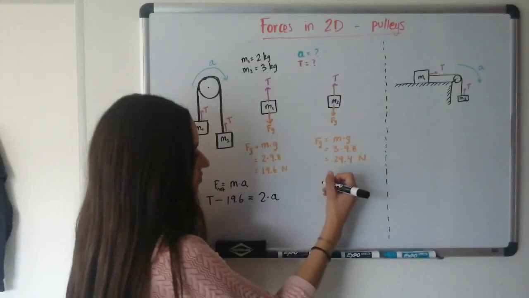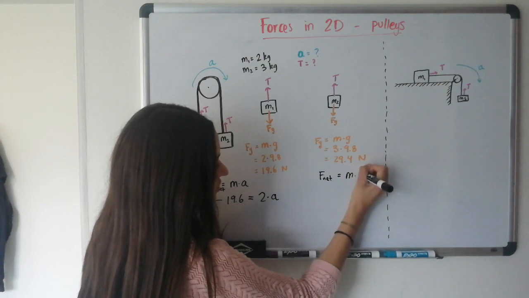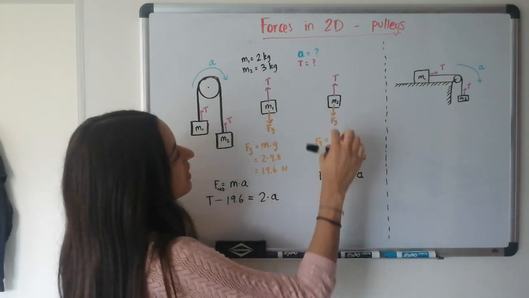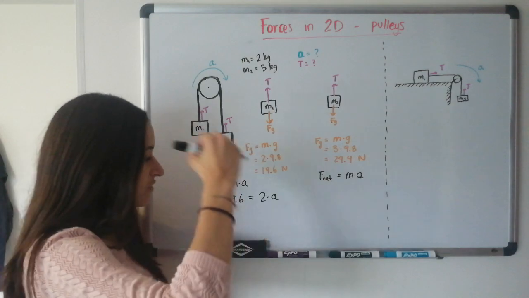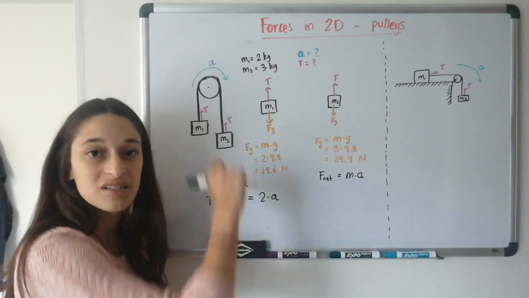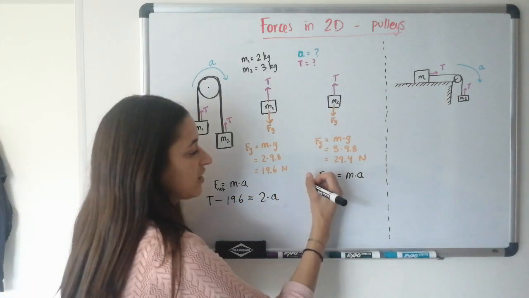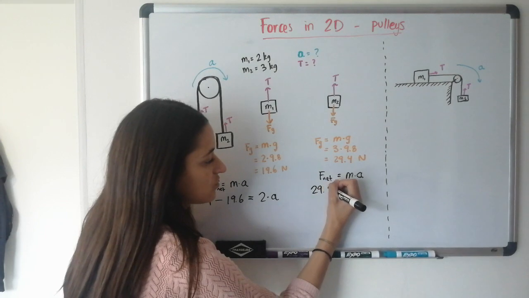So we do the same for this object. We have net force is mass times acceleration. And now mass 2 will go downwards. So what was negative here will be positive here. Because it will go downwards, the weight is positive. So we put the weight first, in positive, 29.4.